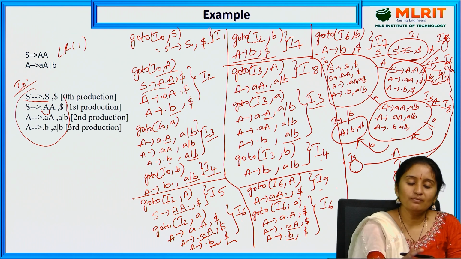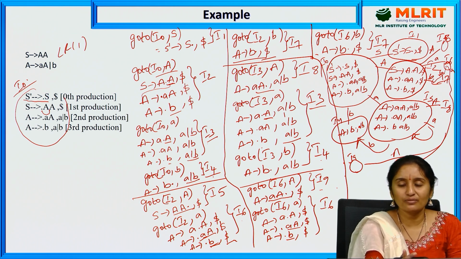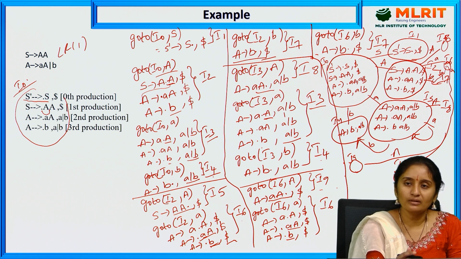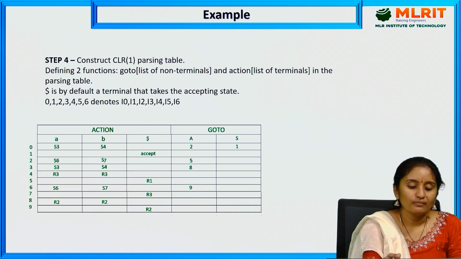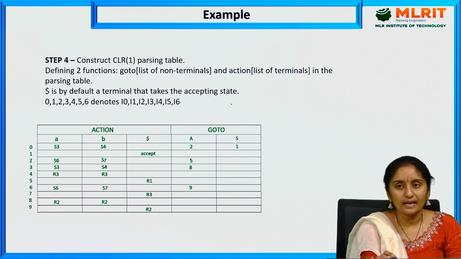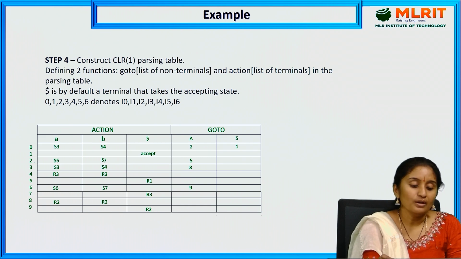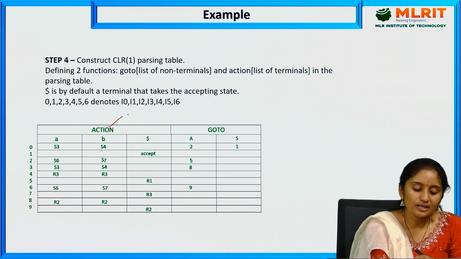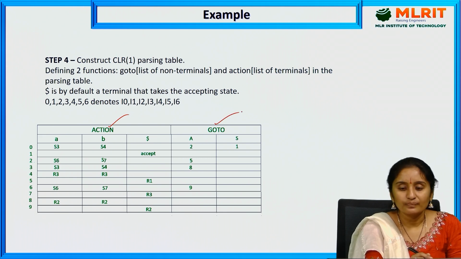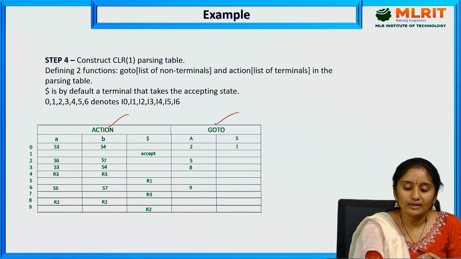So the same thing we have written in the form of collection of list of items, nothing but canonical list of items. We have applied goto function. The same thing we are representing in the diagrammatical format. So now for these, we are going to construct the CLR of one parsing table. Here we are going to have two functions, one is action and the other one is goto.